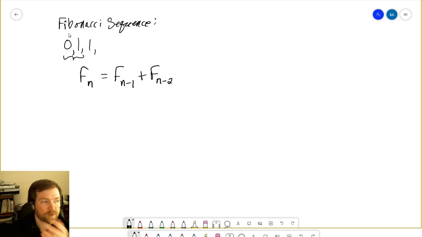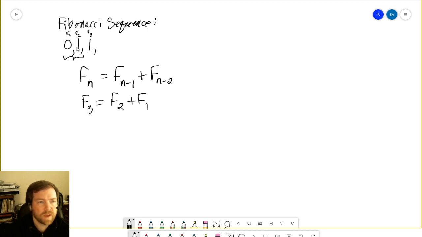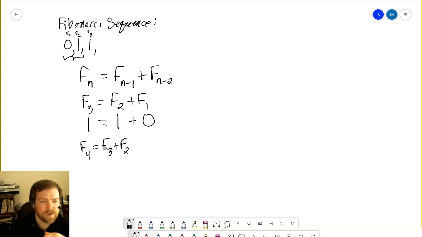So as we can see here, if we enumerate these, F1, F2, F3, we have F3 is equal to F2 plus F1. F2 is 1, F1 is 0, and that gets us a value of 1. So that's the next one in the sequence, and then we just keep repeating this. F sub 4, when n equals 4, we do the same thing. F sub 4 is equal to F sub 3 plus F sub 2. F sub 3 we just found is 1, F sub 2 is 1, and F sub 4 is 2.